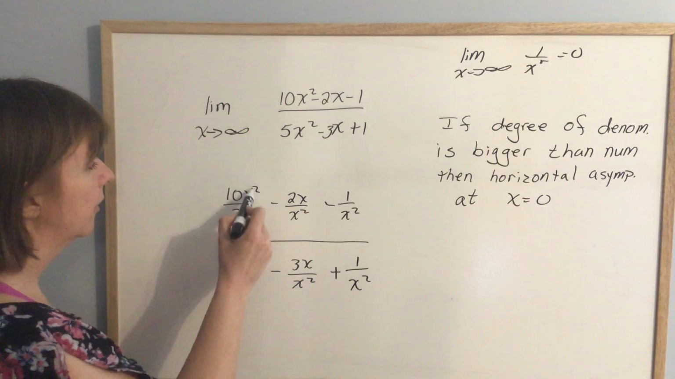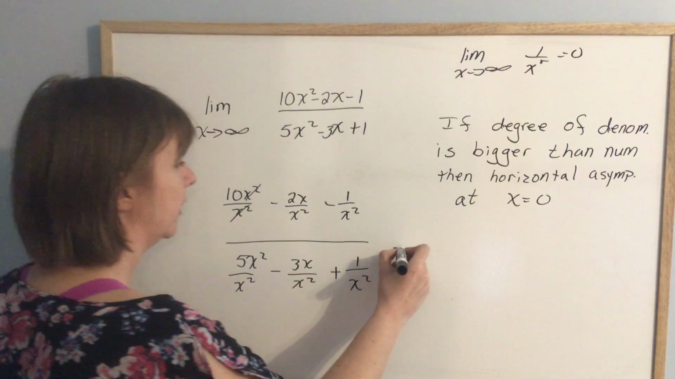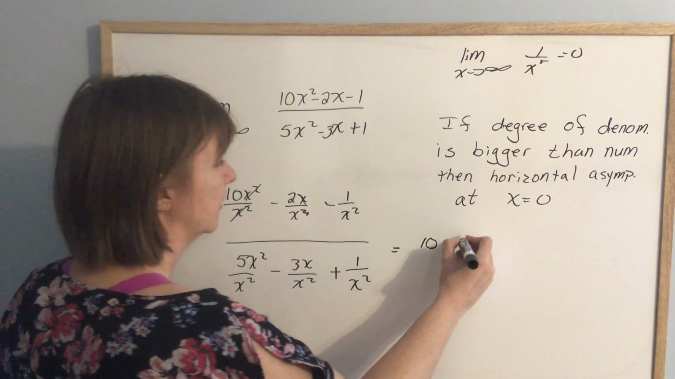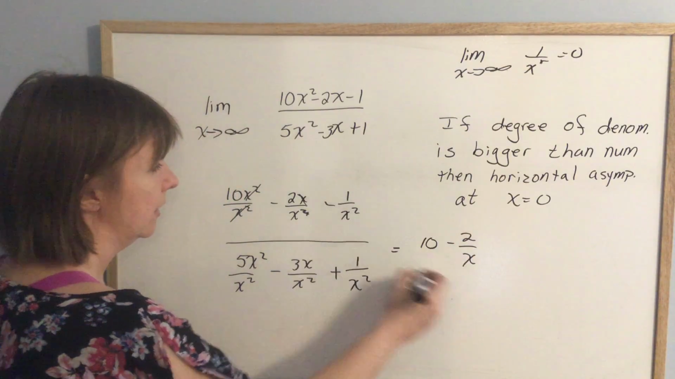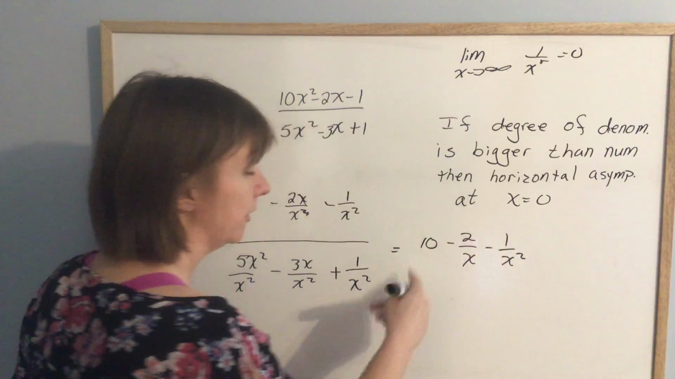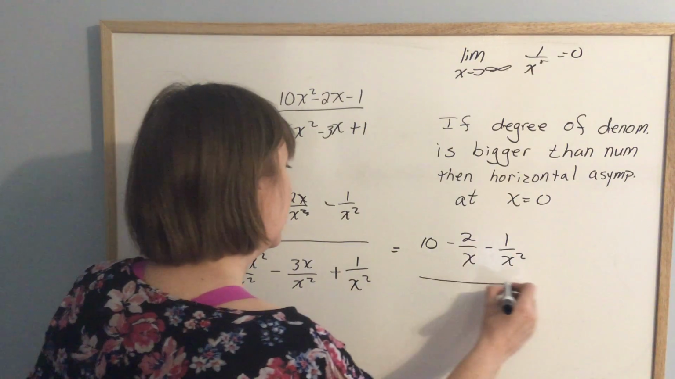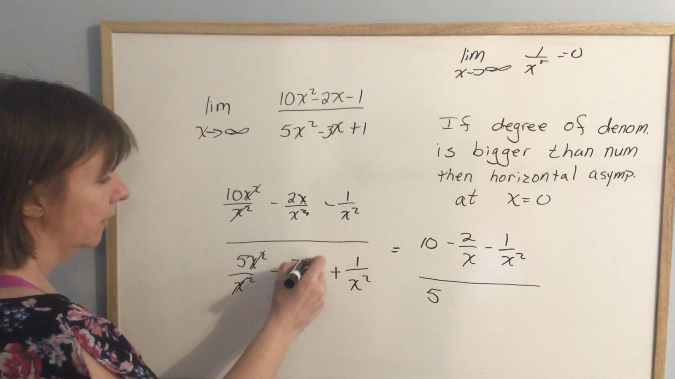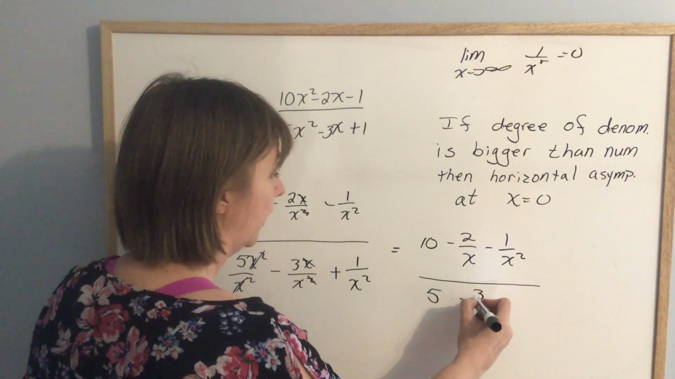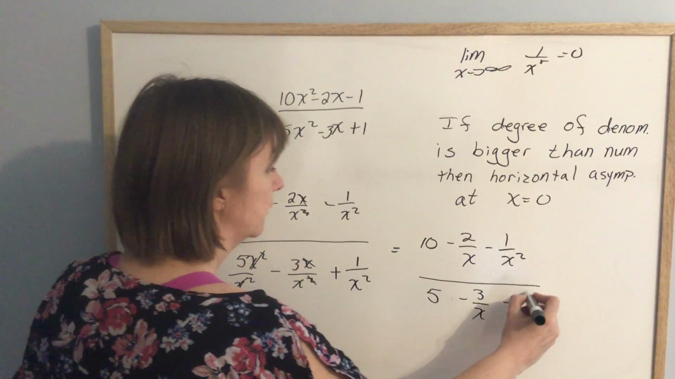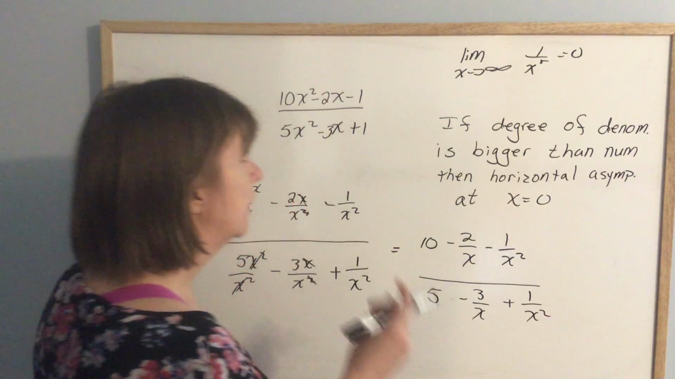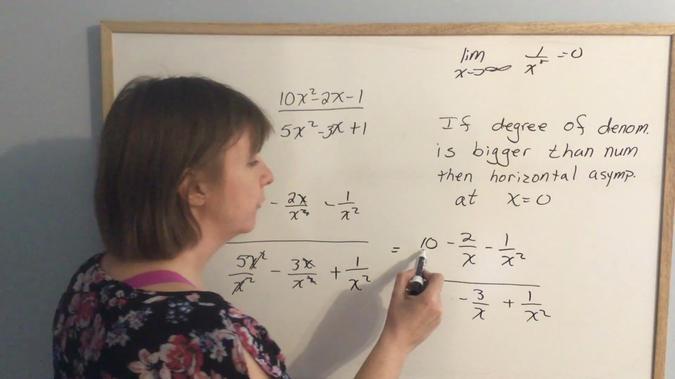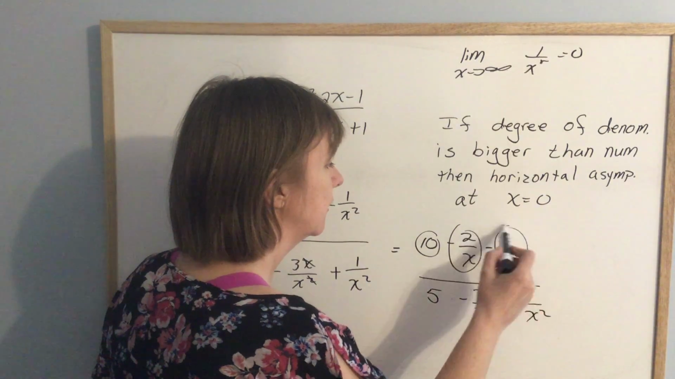So that this x squared will cancel this x squared, and I just have 10. This x will cancel one of those x, and I have minus 2 over x. Nothing cancels there, and I have 1 over x squared. That's what I have on the top. And on the bottom, this x squared cancels this x squared, so I just have 5. This x will cancel one of these x's, so I have 3 over x plus 1 over x squared. Now, I want my limit as x approaches infinity. I'm going to look at that for each of these things separately.